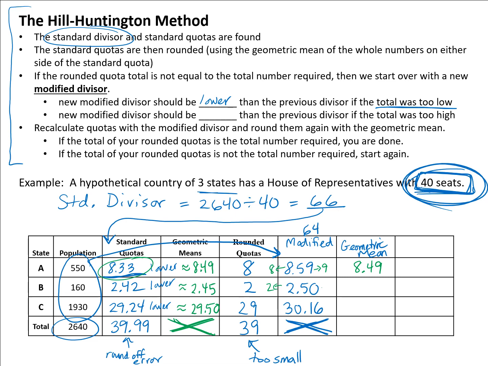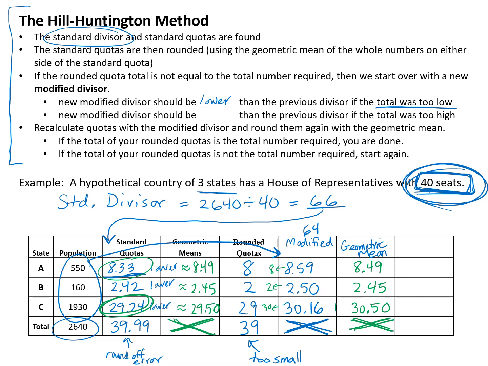Here, we're going to be from 2 to 3, so that would still be the square root of 6, or 2.45. Things have shifted, though. When I was looking at geometric means with 29.24, I was using 29 and 30. Now I'm using 30.16, so I'm using 30 and 31. So we take 30 times 31 and square root that, and we get 30.50. So that one is different. We did have to make one change. Again, do not do the sum for the geometric means. The geometric means are used purely for judging whether we round up or down.